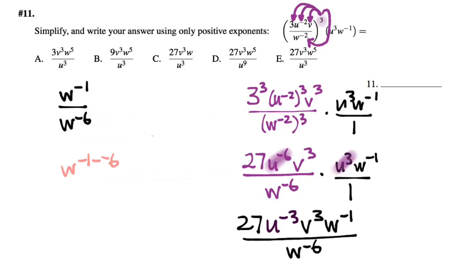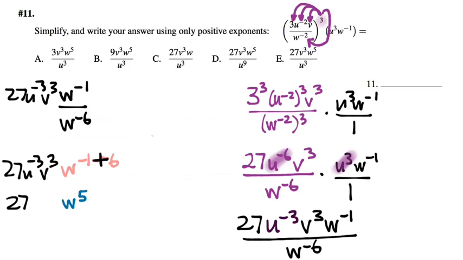Ugh. I'm going to restore everything else that we had in the fraction here. 7 u to the -3 v to the 3. 27 u to the -3 v to the 3. What's -1 minus -6? Positive 5, right, because it's w to the -1 plus 6. So at the end of that, we end up with w to the 5. And now restoring all the rest of my factors, u to the -3, v to the +3, w to the 5.